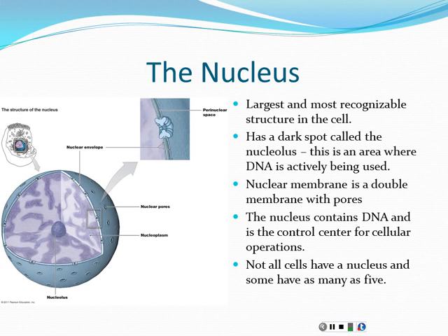So if you use a real library as an example, the nucleolus is like the study room, and the rest of the nucleus are the racks where there's just book after book, floor after floor. So the nucleolus is where things are actually happening. So not all cells have a nucleus. Red blood cells, for example, when they're mature, have lost their nuclei. And some have as many as 5 or even more than 5 in large cells like muscle cells.